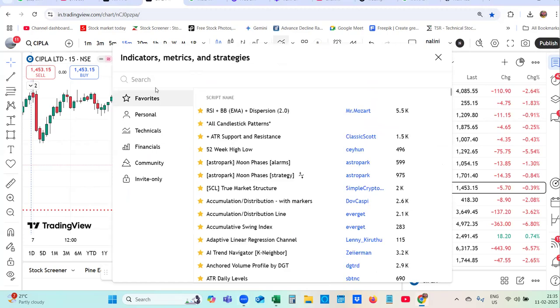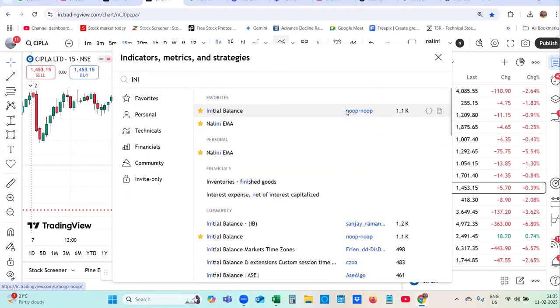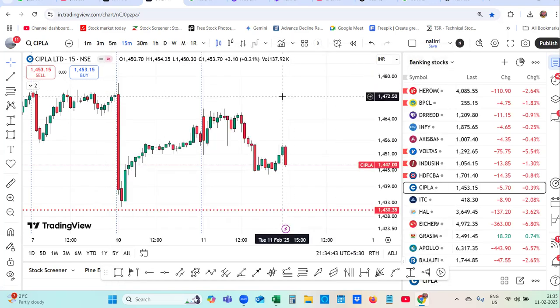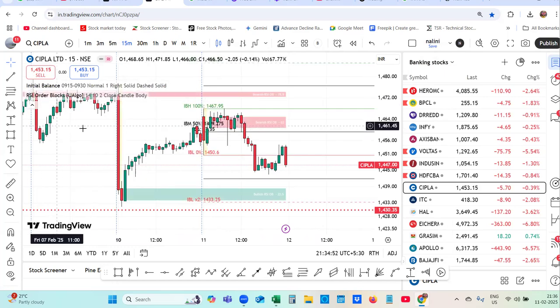Go to TradingView. If you type in initial balance, automatically someone has coded that indicator. I've already applied this initial balance. In the previous video, I made a video on RSI order blocks. These are order blocks configured with the help of the Relative Strength Index, to bring in more confirmation for our trade. So I have applied these two indicators, initial balance and RSI order block.